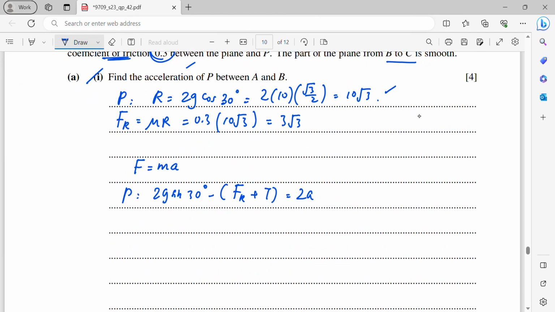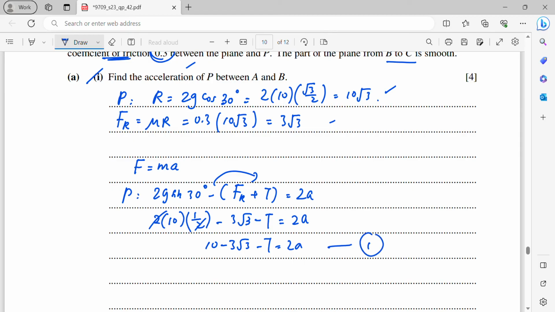Then now I will replace my Fr, and at the same time, the G will be replaced by 10. Sine 30 is half. Then minus Fr is 3 root 3. Then minus T equals to 2a. Okay, then from here, I will simplify. It will be 10 minus 3 root 3 minus T equals to 2a. This is my first equation.